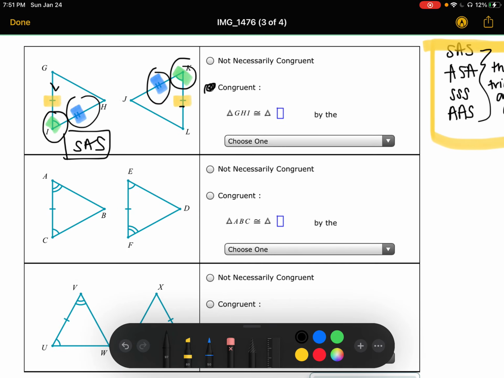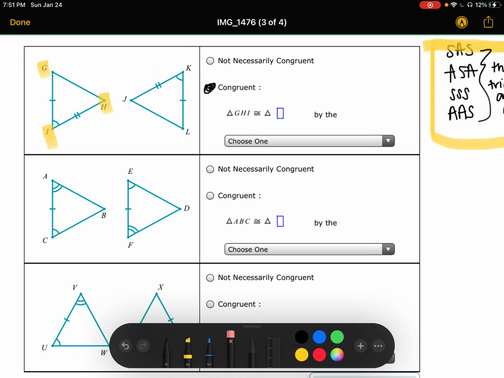So I would say this is congruent because GHI, which is, I'm just going to erase all this, GHI is the same as what? So you're going to make sure that, actually, let me bring this back a little bit so you can see it just a little bit better. So GHI, oh my goodness, I'm getting there, y'all.